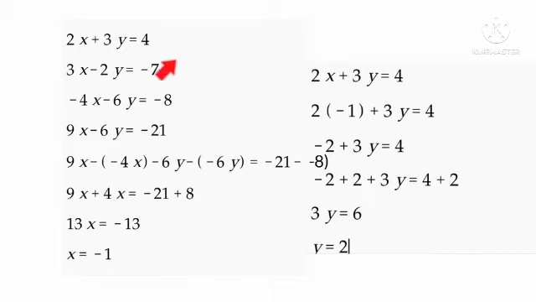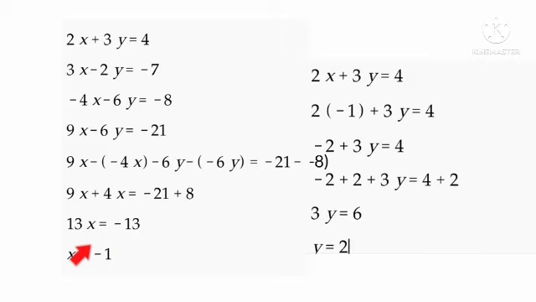You can also do the same thing for x and you'll be able to eliminate x. So negative 21 minus negative 8, if minus multiplies minus, it's going to turn to plus. So we're going to have negative 21 plus 8. Now, if we simplify this, 9x plus 4x will give you 13x. And 8 minus 21 will give you negative 13. We divide both sides by 13, and you get x is equal to negative 1.